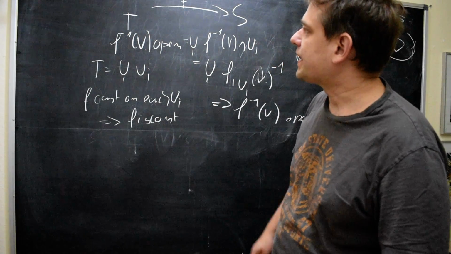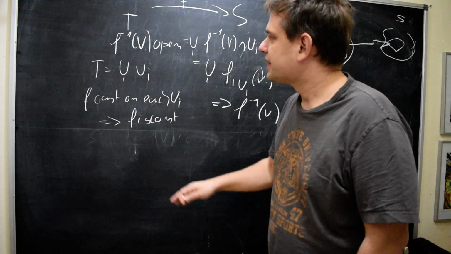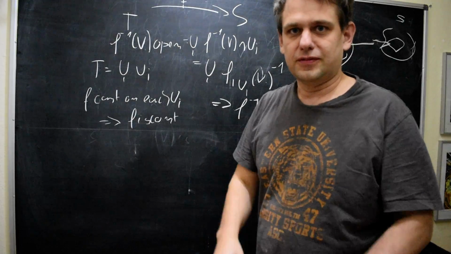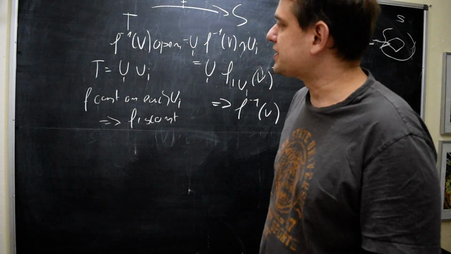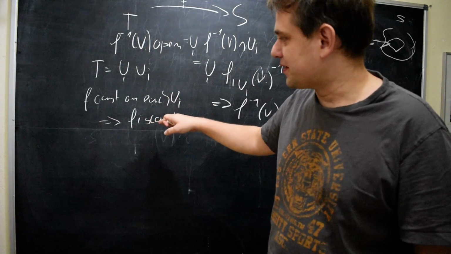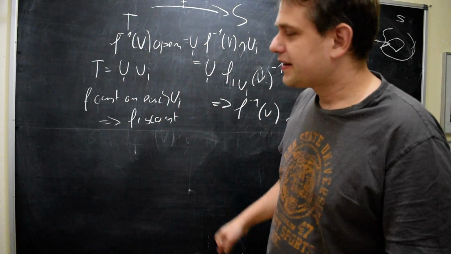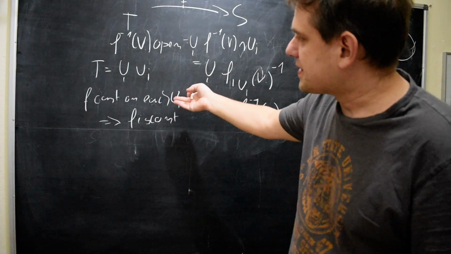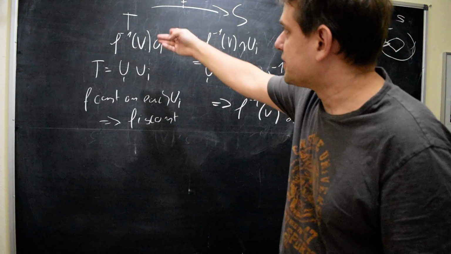Now assume that you have a cover of T by open sets, so lots of small open sets that cover T, and you know that F is continuous on each of the open sets U_i. Then, and this is what I'm going to show you, this is enough to conclude that F is continuous on all of T.